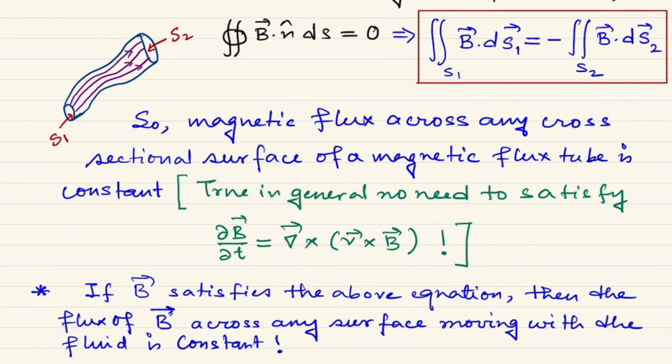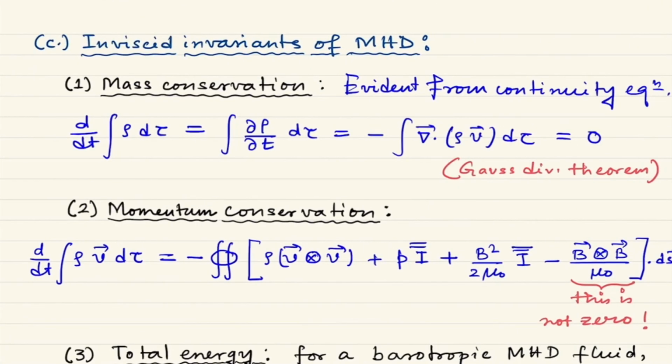So this is all about the frozen-in theorem for the magnetic field in ideal MHD. In the next discussion I will start discussing the inviscid invariants of MHD fluids.